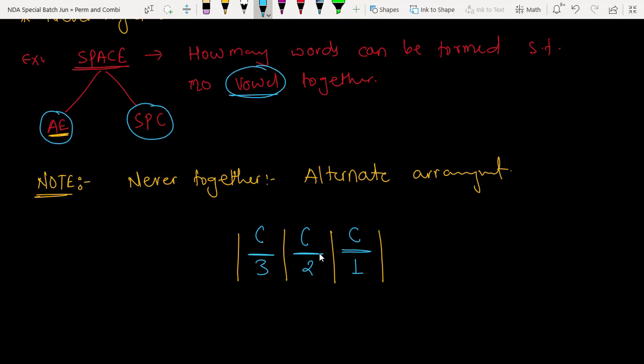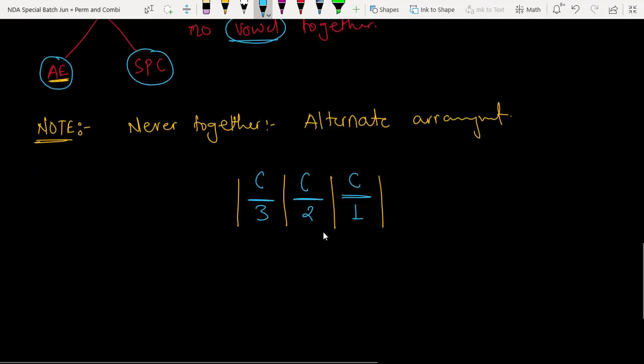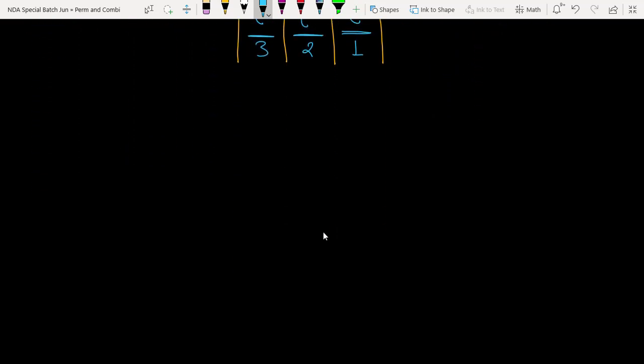Okay sir. हाँ बोलो. Can you explain again never together? I have been getting confused. देखो यहाँ पे, never together means what? See here, never together means you cannot have a word like this: SPACE में SPACE. I cannot have a word like this, SPAEC, in which AE is together. No, this word is not allowed in this case. AESPC. This word is also not allowed.